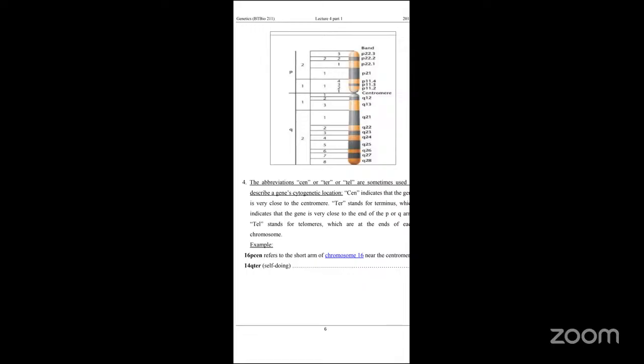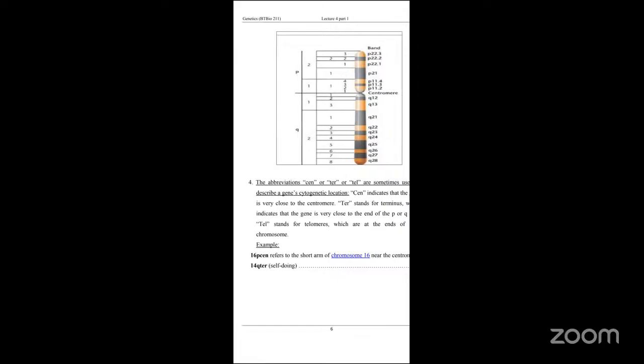The second one is TER. TER stands for terminus, which indicates that the gene is very close to the end, very close to the terminus of the Q arm or the P arm. Then TEL stands for the telomeres, which are at the ends of each chromosome. So that is how you have to identify.